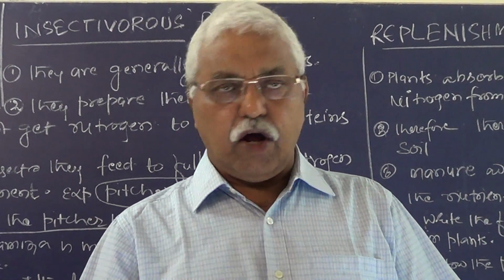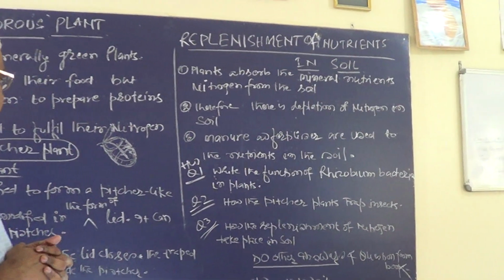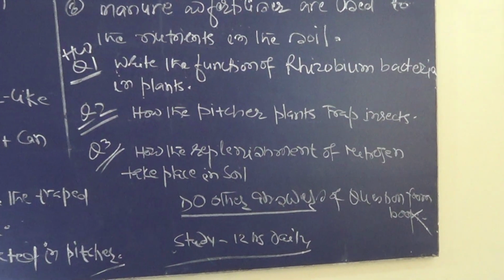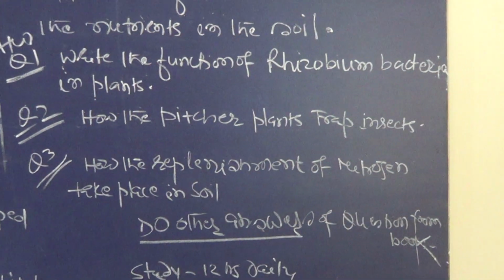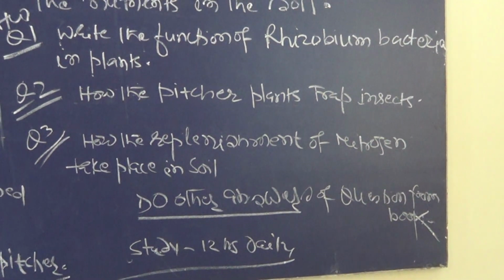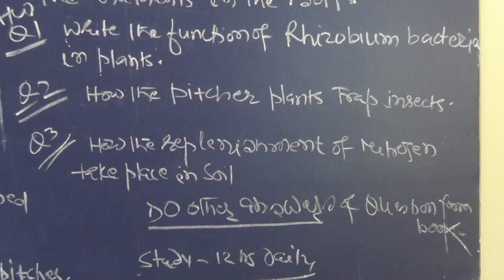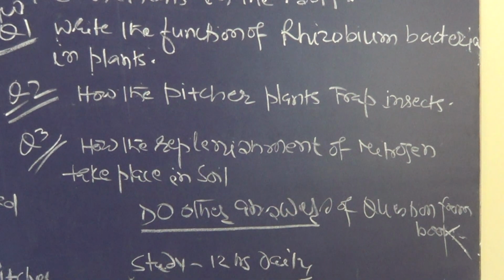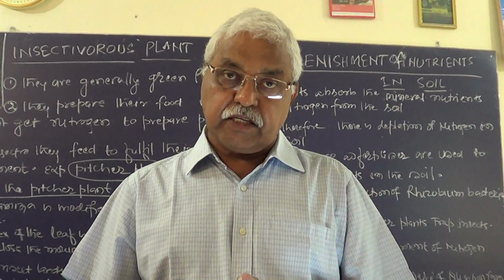Okay? So now please write all the question answers. Write down the function of Rhizobium bacteria in the plant. Second, how the pitcher plant traps insects. And third, how the replacement of nitrogen takes place in the soil. Lastly, do the other question answers from the book. Study 12 hours daily. Okay? So I am concluding this chapter.